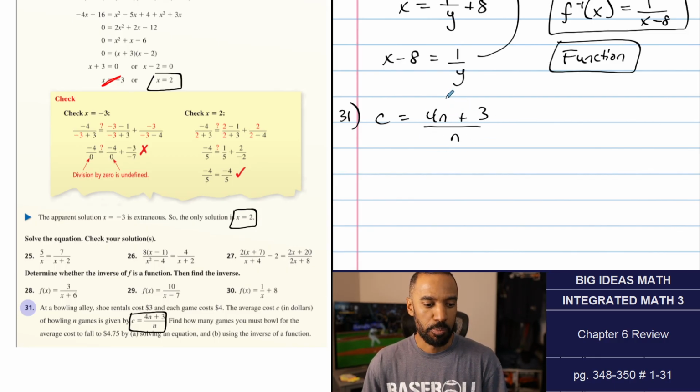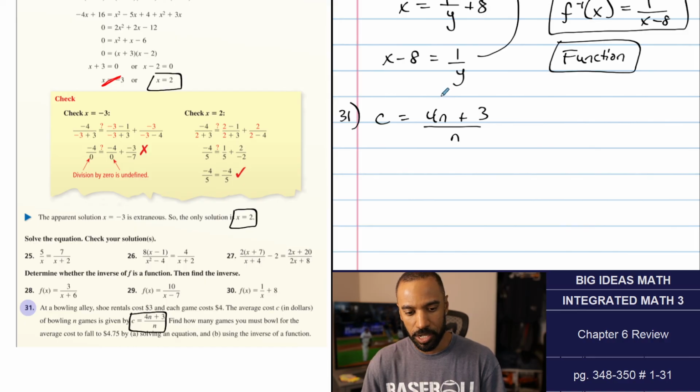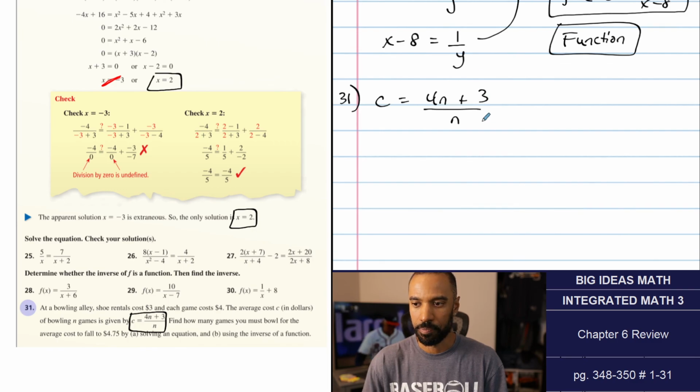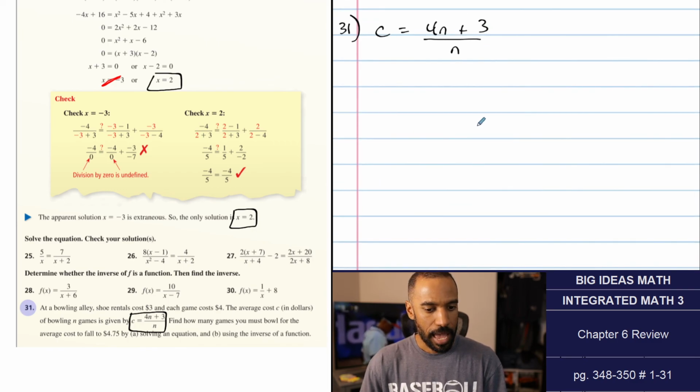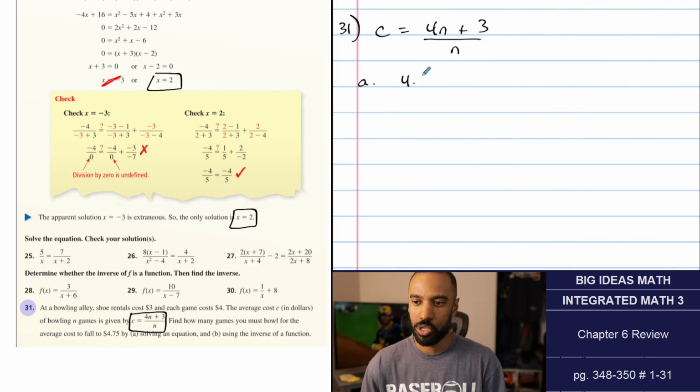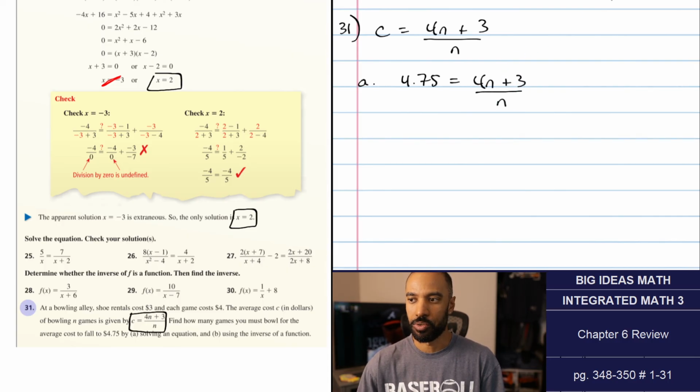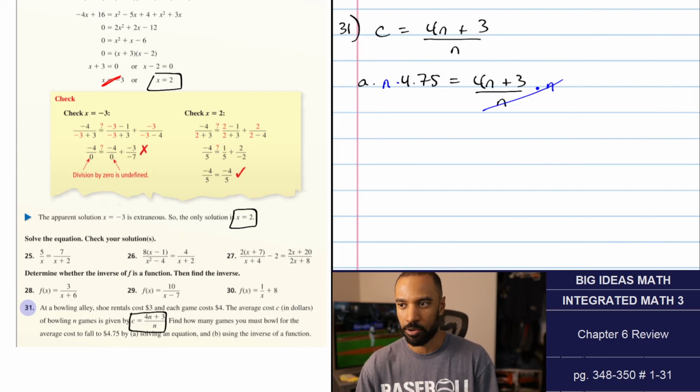Find how many games you must bowl for the average cost to fall to $4.75 by either solving the equation or using the inverse of a function. So how many games is n? So your part A version of this is you substitute 4.75 in for C, the average cost, to then solve for n. And it's your choice how to do this, but you need to make sure you know what you're doing with this. I'd have to multiply both sides by n to begin with here. Don't try and get tricky and cancel n's out or something like that.